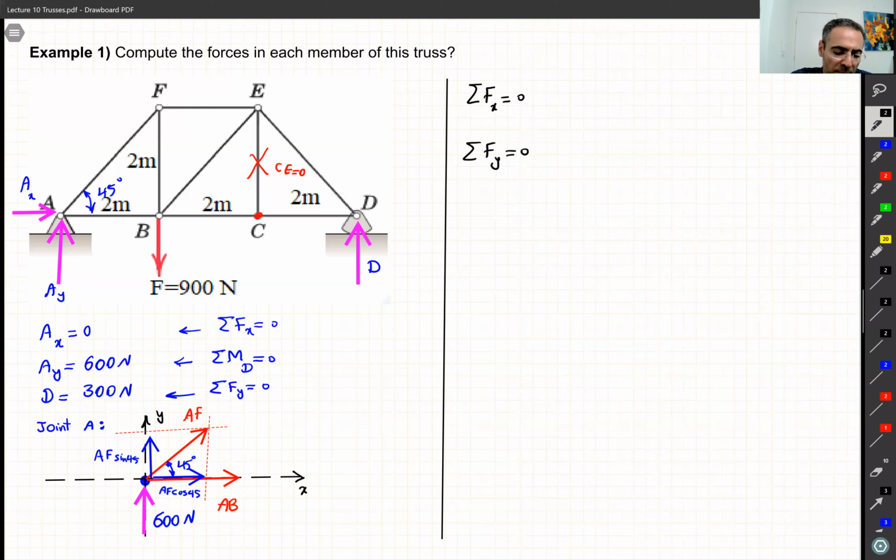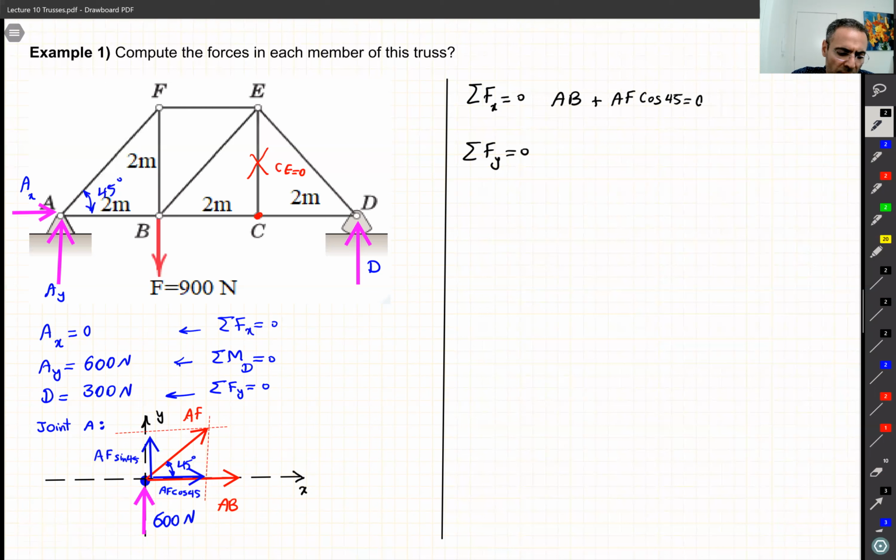Why? Because for one pin, the moment is 0. All the forces are passing through one point. So the forces in X, what do I have in X? I have AB. Remember, it is in X direction, it's positive, plus AF cosine 45 equal to 0.